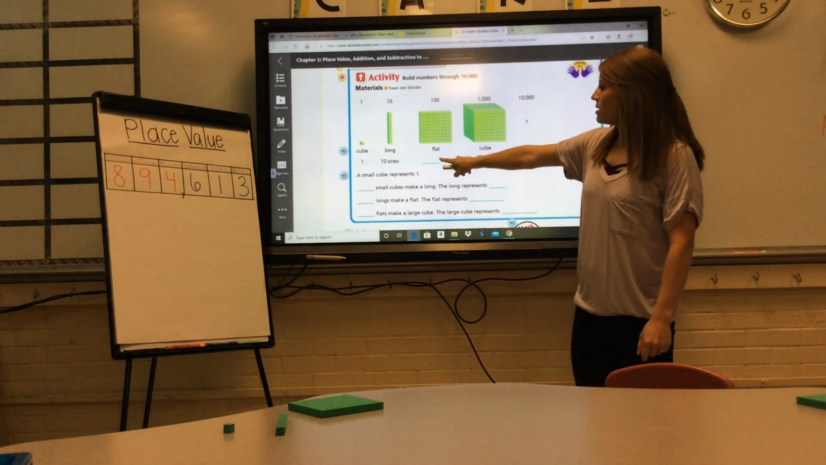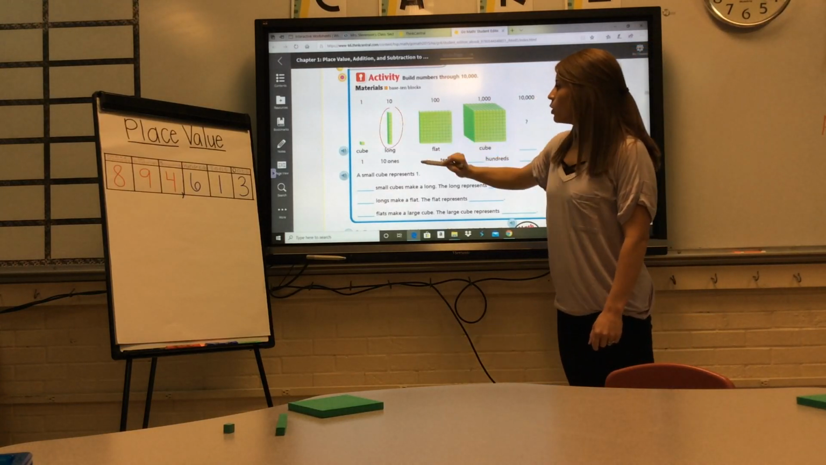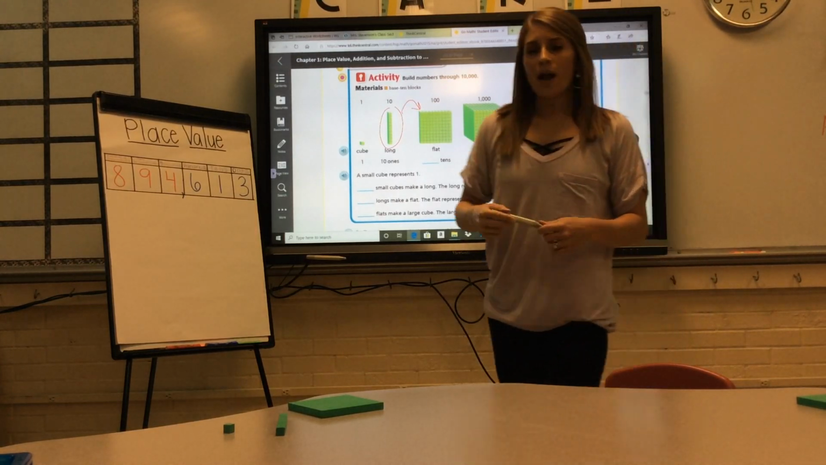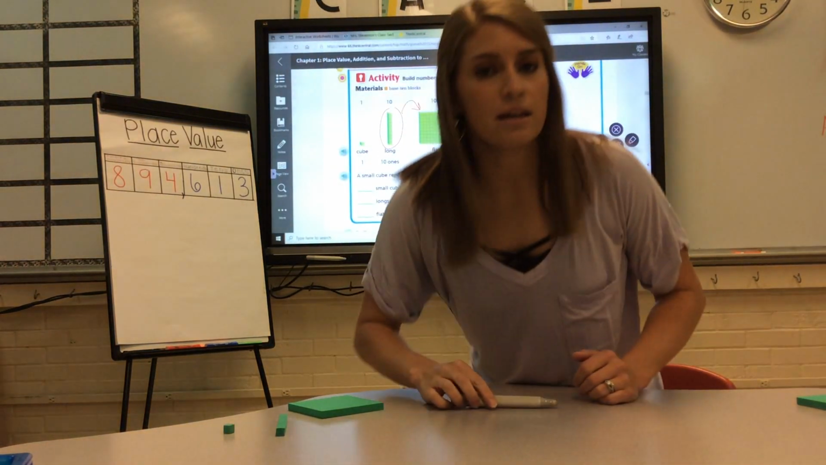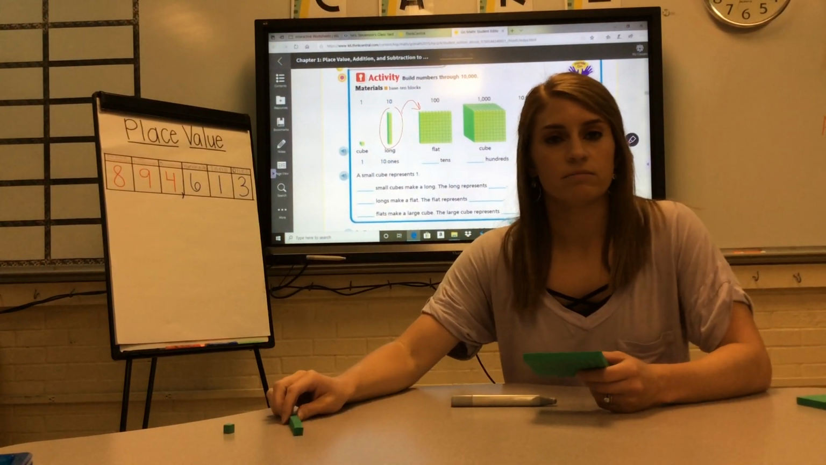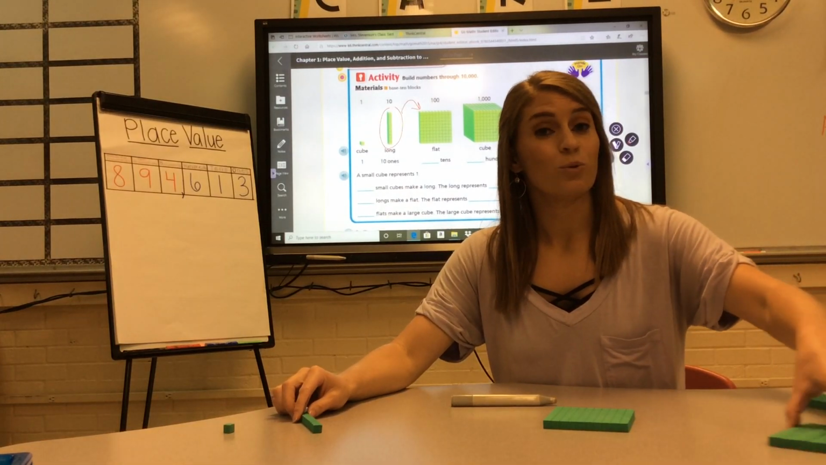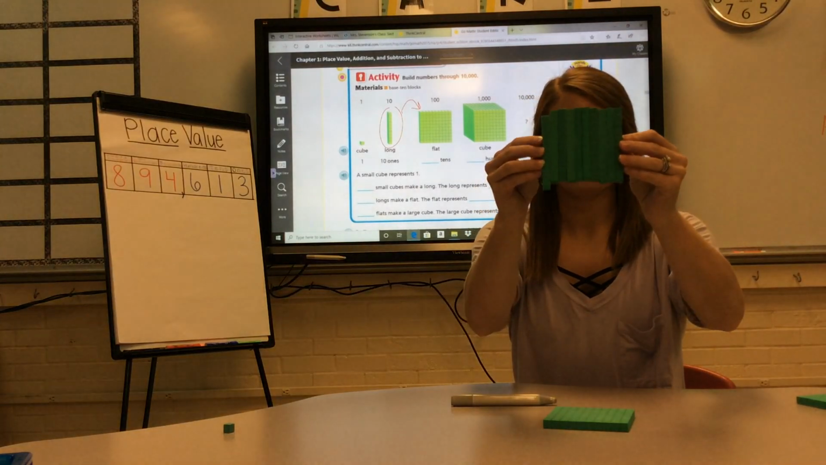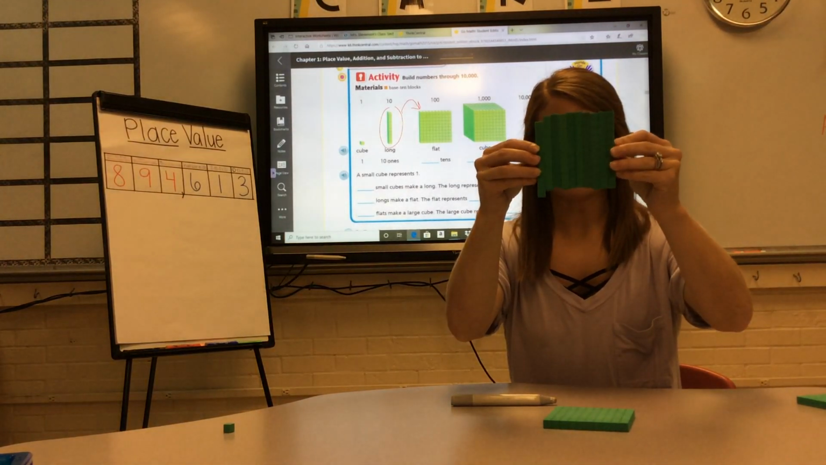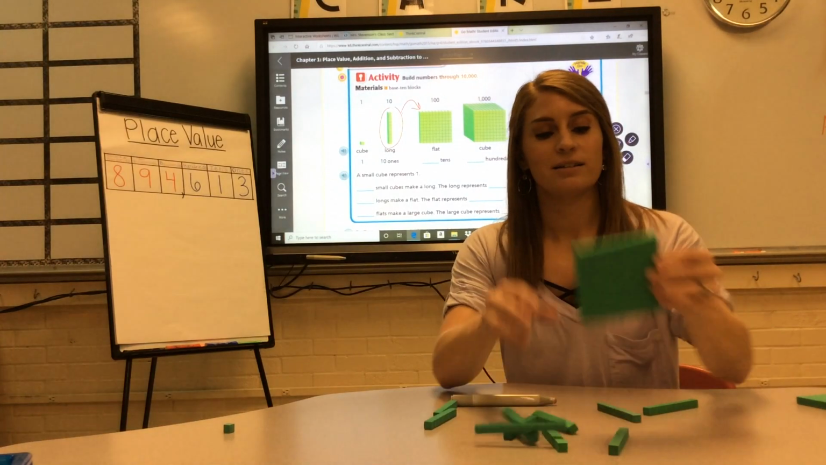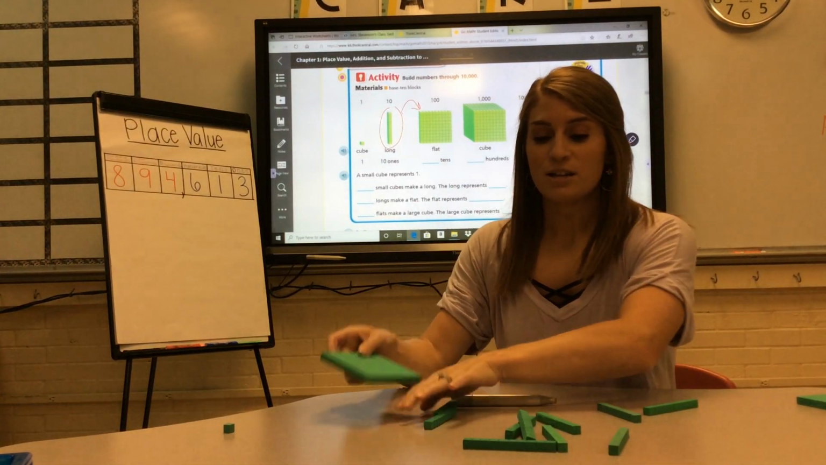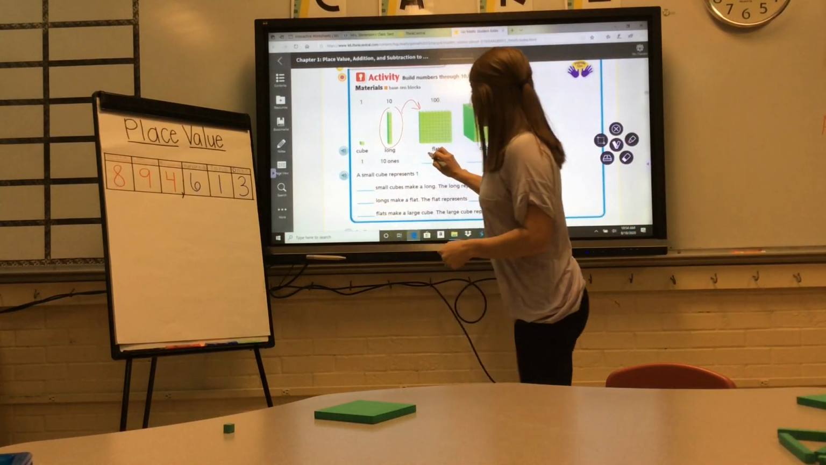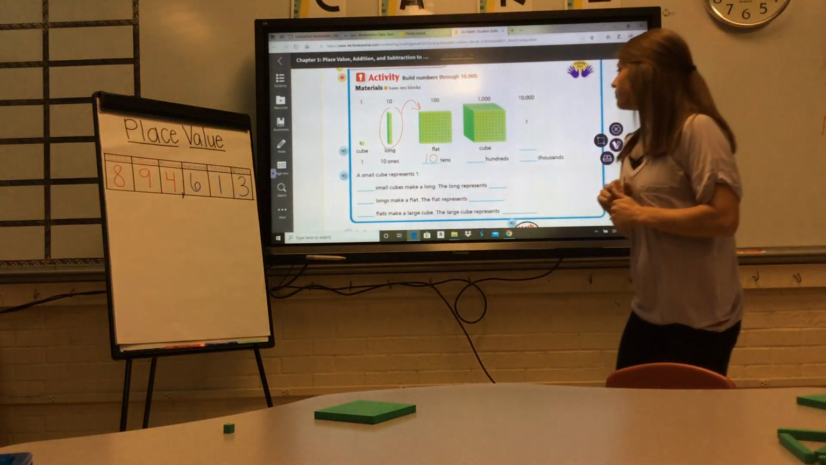They want to know how many longs would it take to make a flat. So how many tens does it take to make 100? Right, it takes 10. So if we have 10 tens, you notice when we put them side by side, it looks just like this one, okay? So it's going to take 10 tens to make 100.